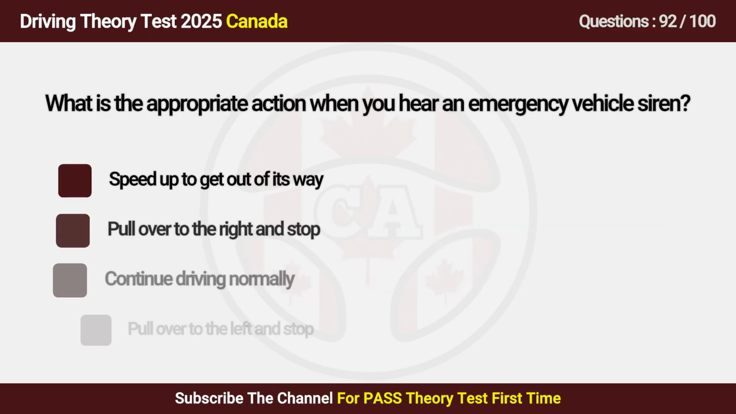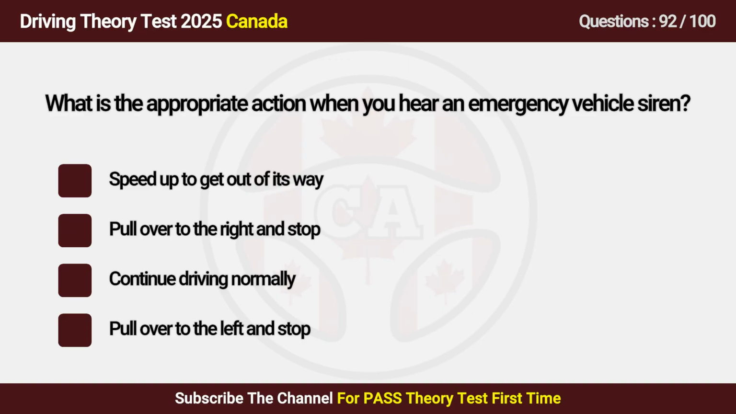Question 92. What is the appropriate action when you hear an emergency vehicle siren? A. Speed up to get out of its way. B. Pull over to the right and stop. C. Continue driving normally. D. Pull over to the left and stop.